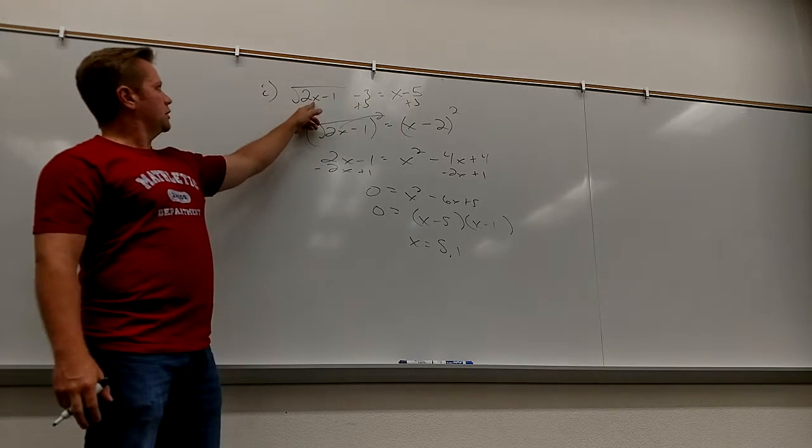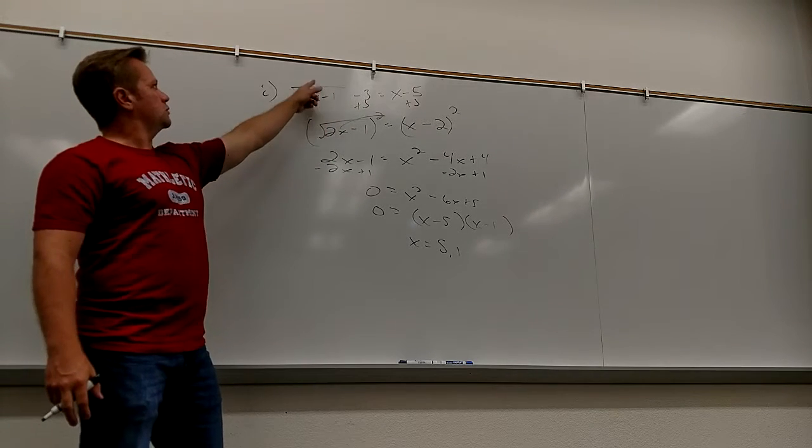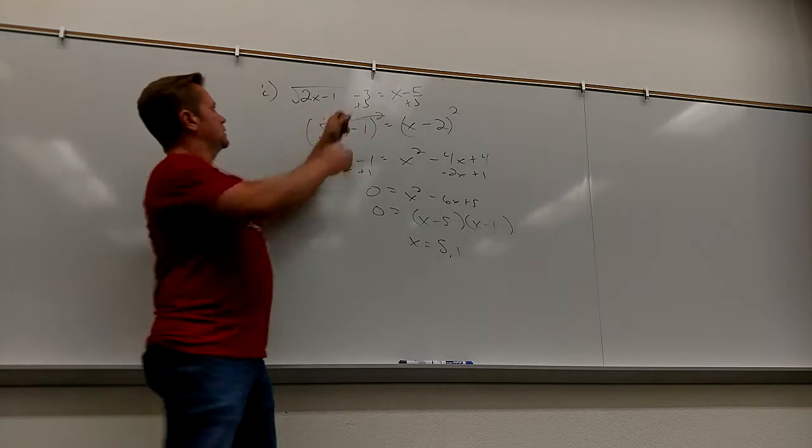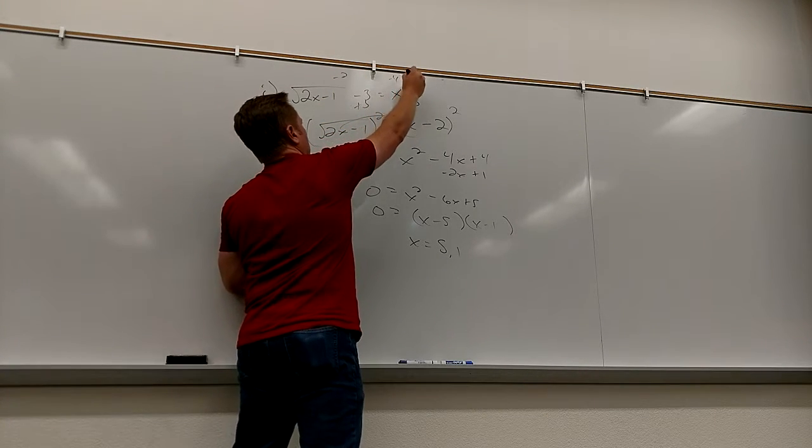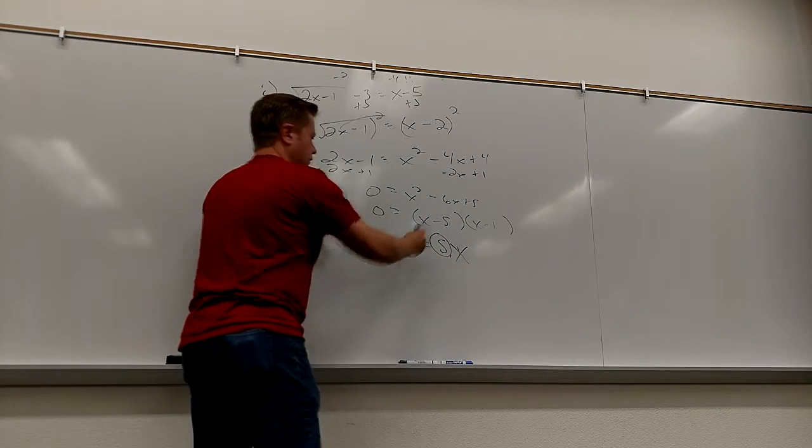Notice how I can tell that 1 is not going to work because there's a negative here. But 2 times 1 is 2, minus 1 is 1. Square root of 1 is 1, minus 3 is negative 2. And 1 minus 5 is negative 4. Not equal to each other. Not an answer. That's the only answer.